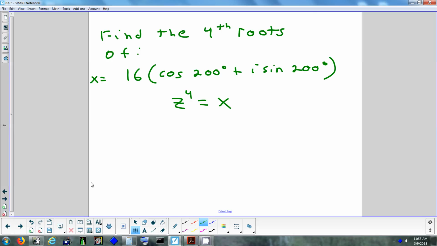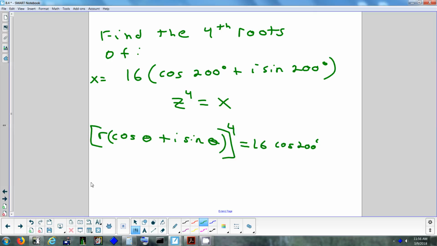I can't go back to the other page, otherwise I'd show you. I said let z equal r cosine theta plus i sine theta. It doesn't matter whether you use brackets or parentheses. On the other side, you're going to fill in the original problem.